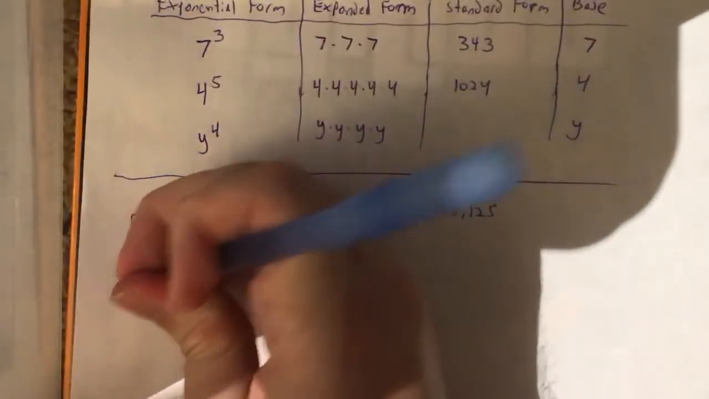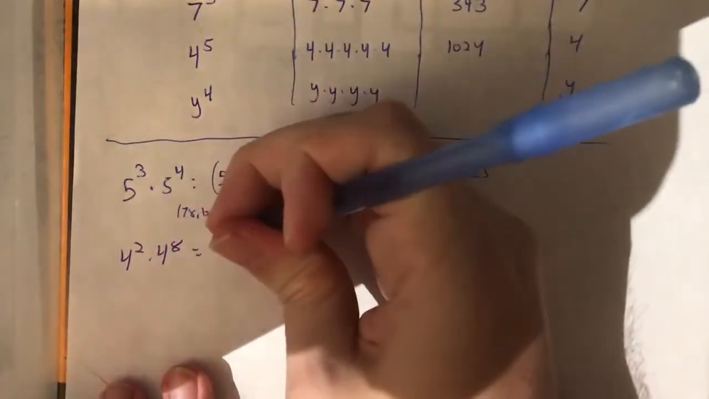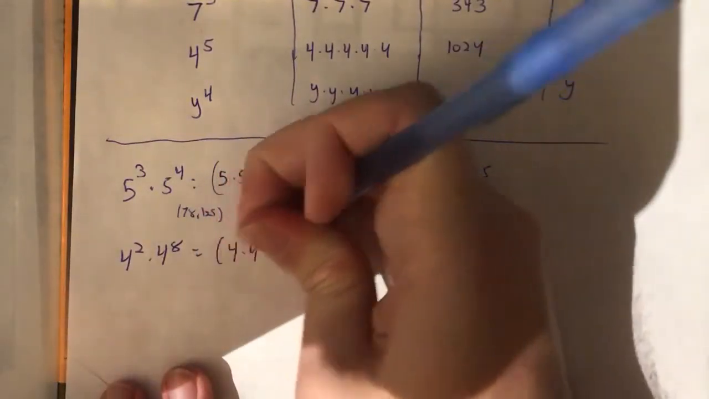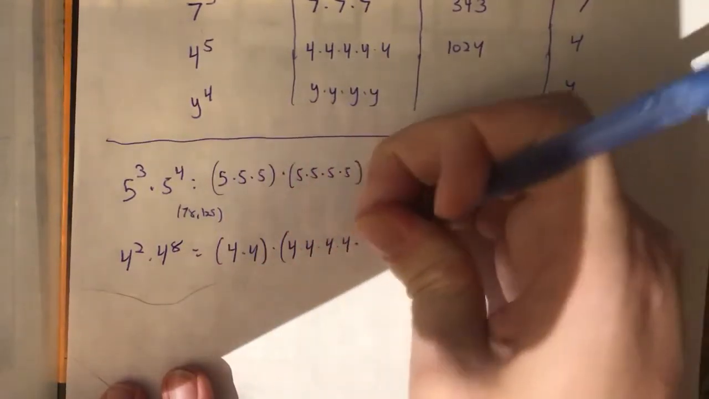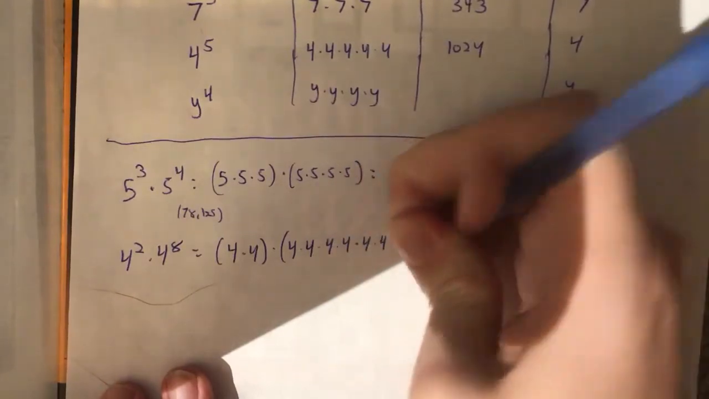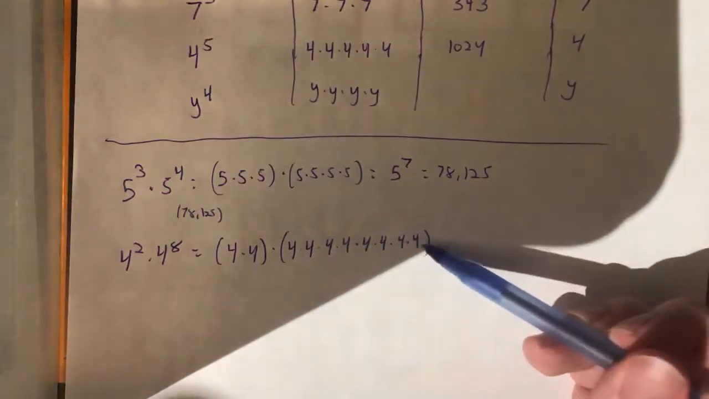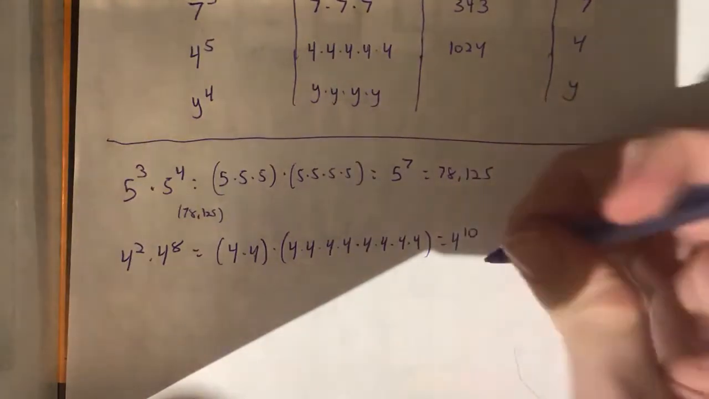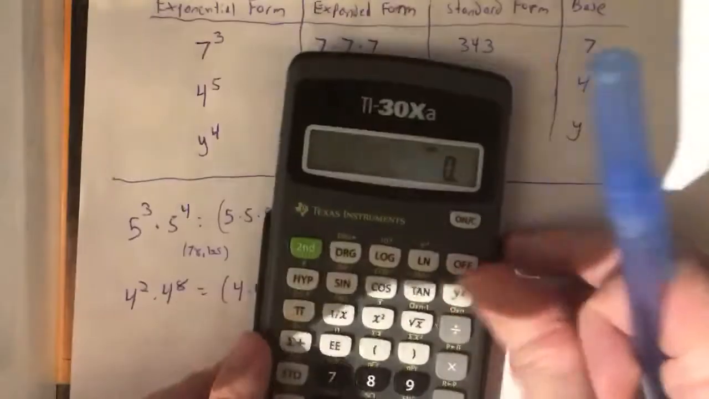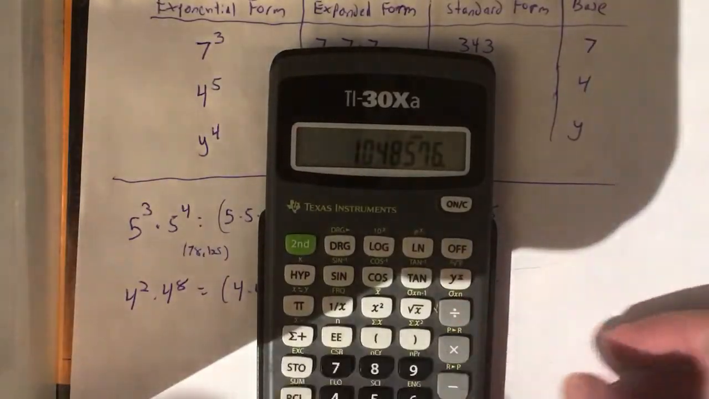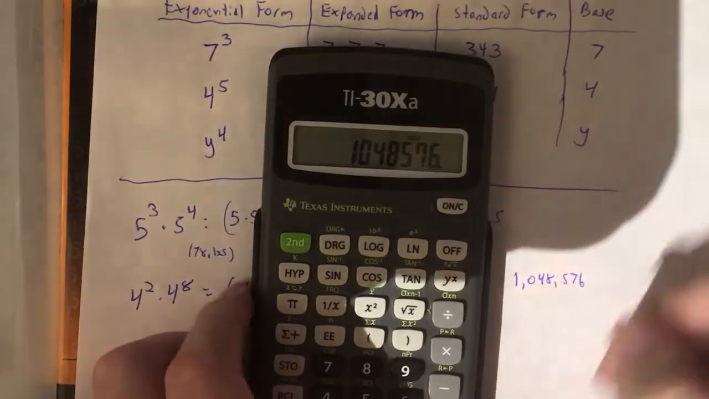Next one, 4 to the 2nd times 4 to the 8th. What do I get when I do this? So this is just 4 times 4, for 4 squared, and then the other piece is 4 to the 8th. That's 4 eight times. 5, 6, 7, 8. So if I count up the 4s, I have 1, 2, 3, 4, 5, 6, 7, 8, 9, 10. So really this is just 4 to the 10th. That's my exponential form, and if I wanted to write it out in standard form, I just do that on my calculator, 4 to the x 10. That gives me 1,048,576.